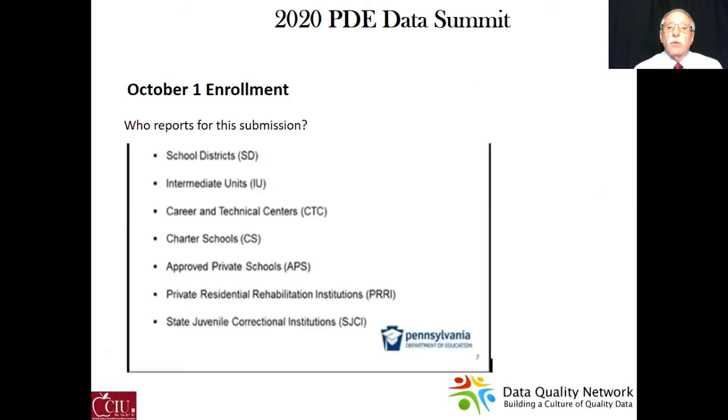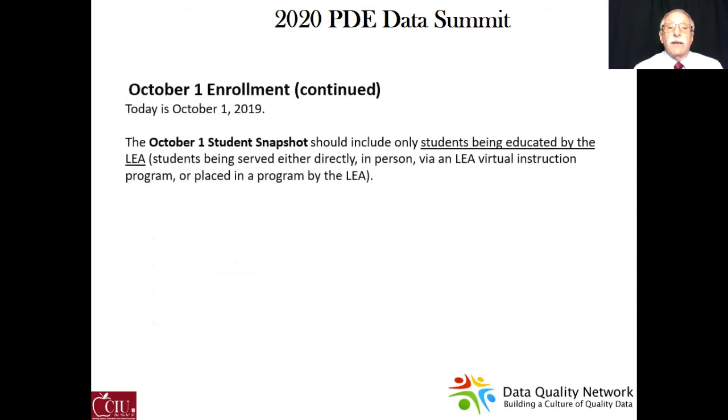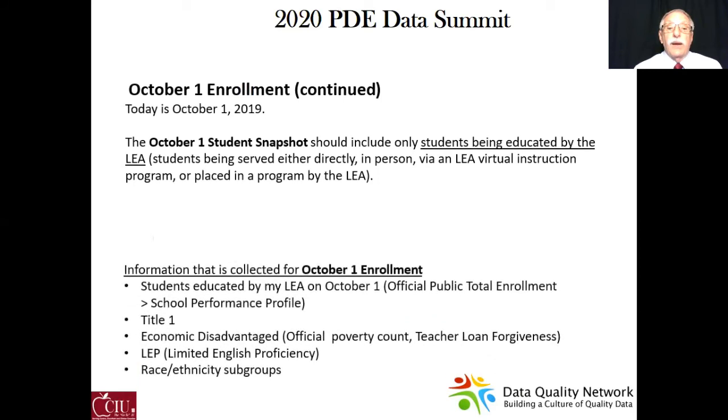Looking at October 1 enrollment, these are the institutions that report for October 1 enrollment. They should look a little bit familiar. So today is October 1. The October 1 student snapshot should include only students being educated by the LEA, if the student is in your seat. And the information on the October 1 enrollment is going to be official public total enrollment. It's for your student performance profile, Title I, etc.